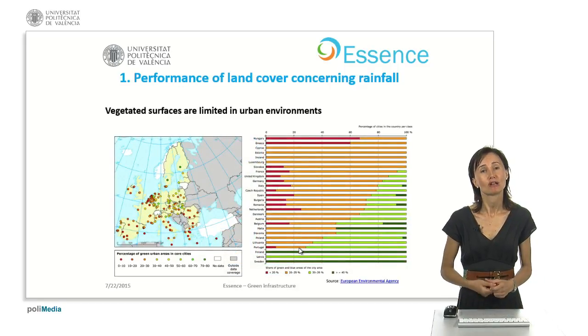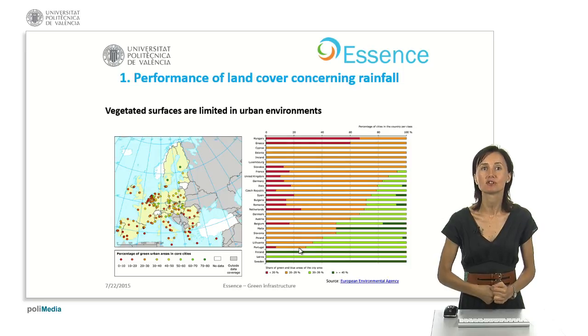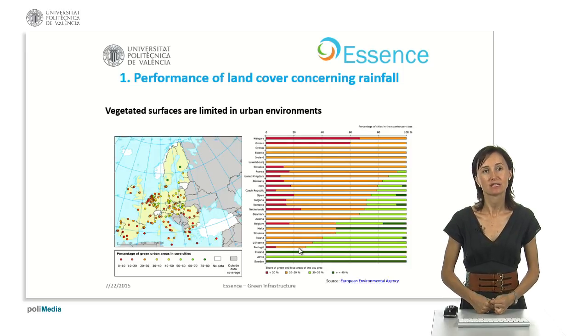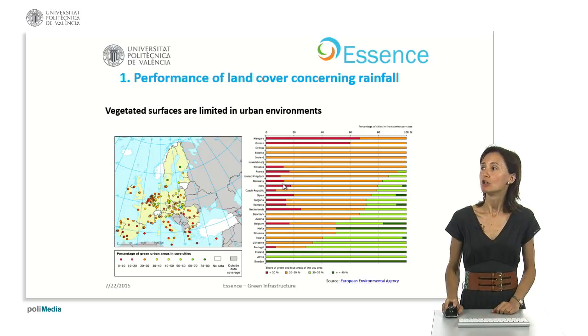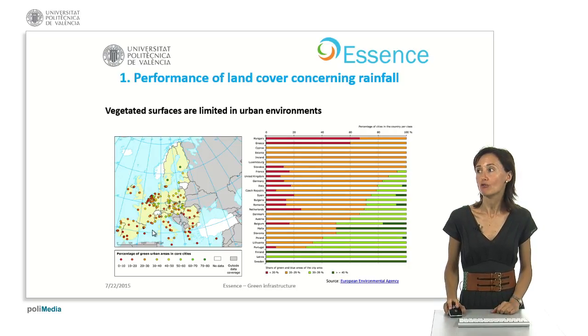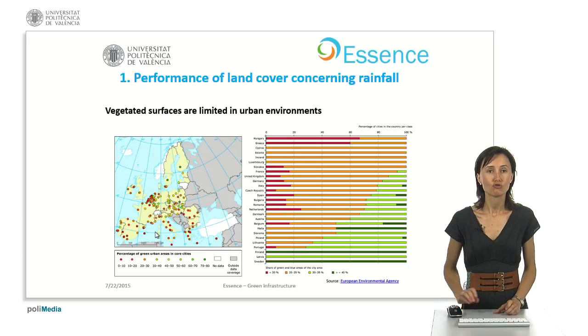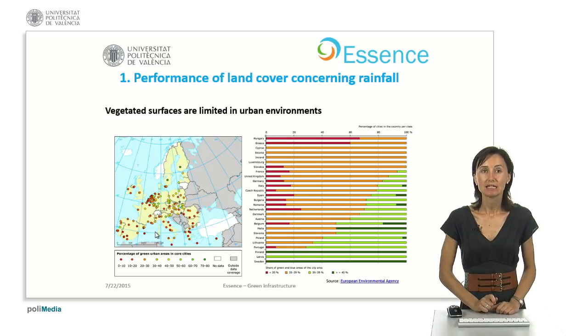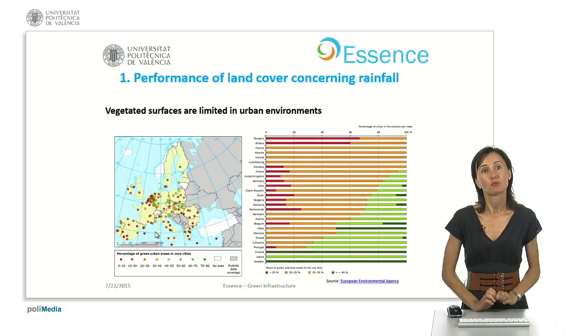However, in urban environments, impervious surfaces are dominant and vegetated areas are very limited. This map shows the percentage of green areas in a set of European cities. As you can see, in most of these cities, the percentage of green areas is less than 30%.